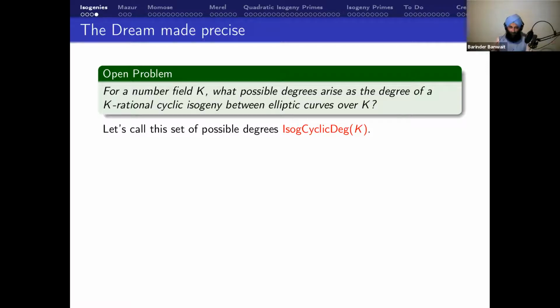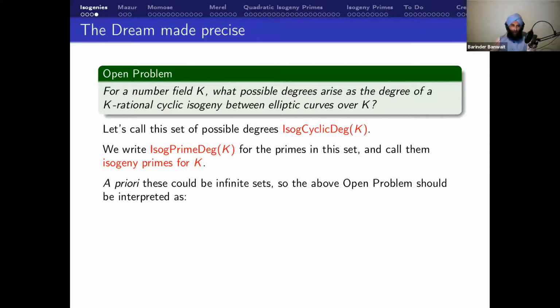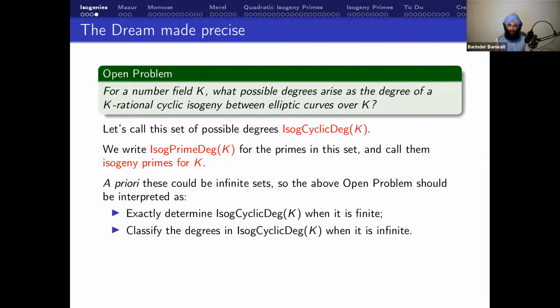And when you have a set of integers, you can consider the primes in that set. So we'll call the subset of primes Isog PrimeDeg K, and entries in this will be called isogeny primes for K. So P is an isogeny prime for K if there exists an elliptic curve over K that admits a K-rational P isogeny. Now, a priori, these could be infinite sets. So to clarify what this question is asking, if it's a finite set, then write it down, exactly determine it. But if it's infinite, then somehow classify this infinite set.